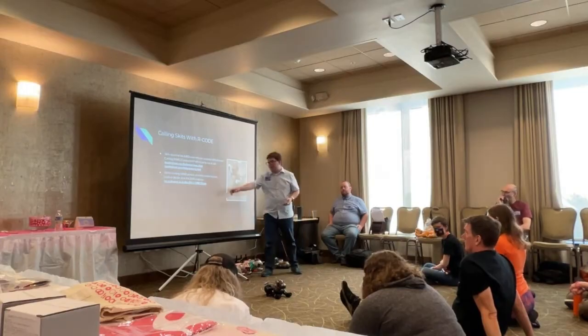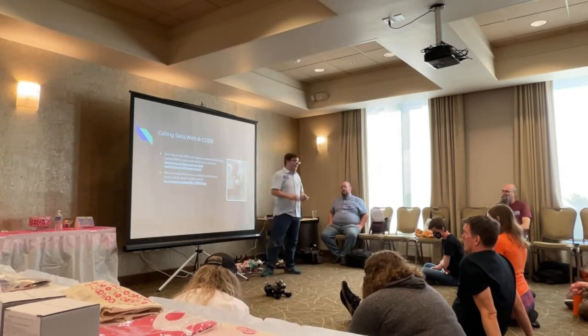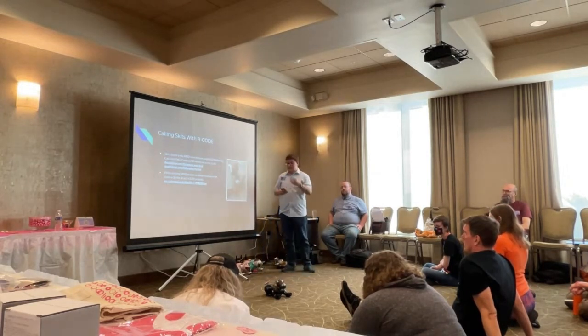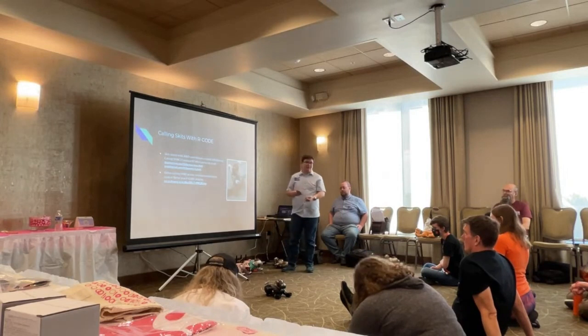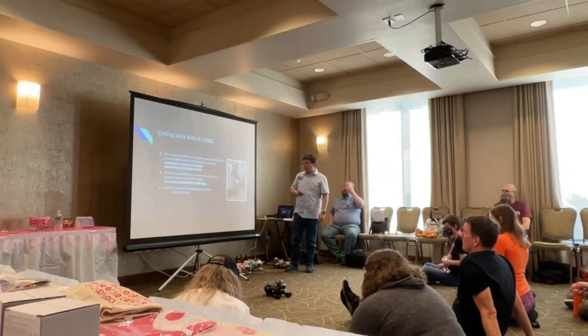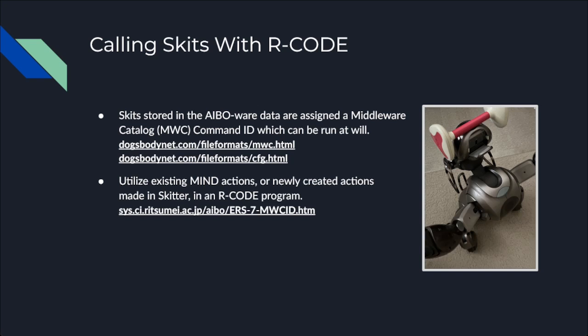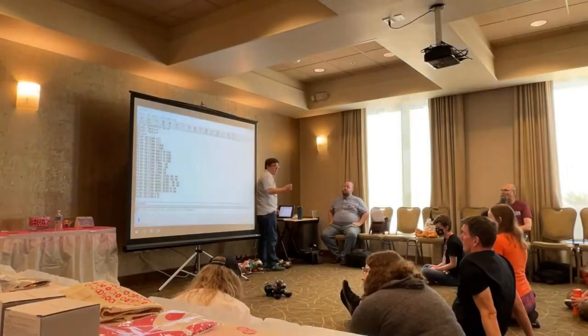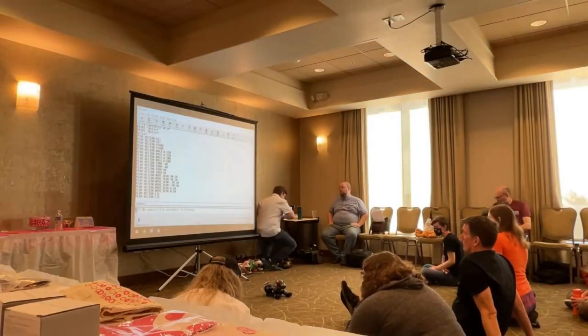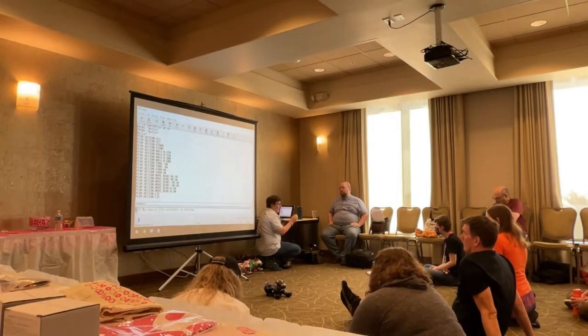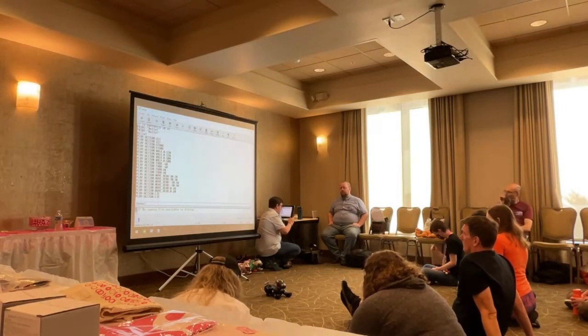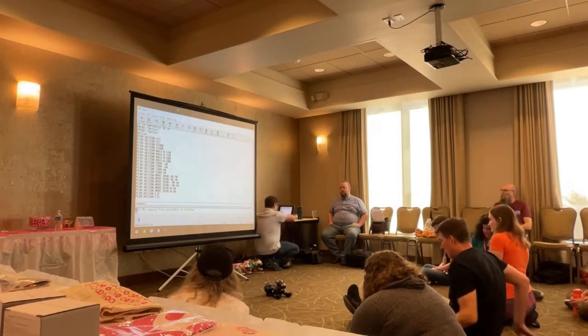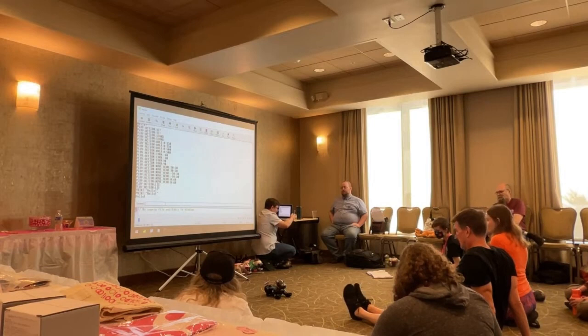All of the Mind actions are referenced in this website. It is in Japanese, but you can use Google Translate for it. And this will give you a complete list of all middleware IDs for each of the Mind skits. And to run those skits, we use play MWC ID. Now keep in mind, some of them can already be referenced by name, like Bark, but you can find those in the R code reference guide. You can go to the new commands.